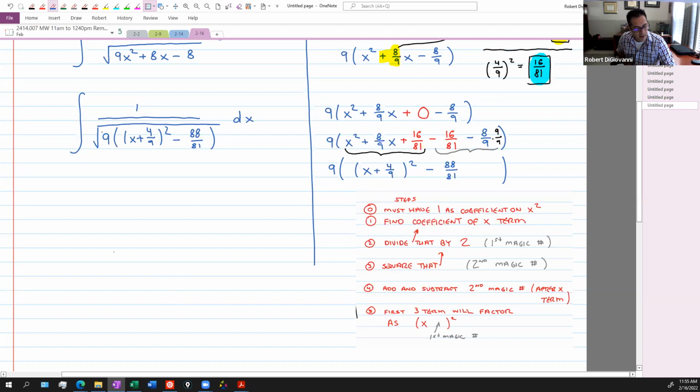Do you see that 9 right here that we got? That 9, I can pull that out of the root, can't I, as a 3? And then pull it out of the whole integral as a 1/3. So I have 1/3 integral 1 over, okay, then I have x + 4/9 squared minus 88 over 81 dx.